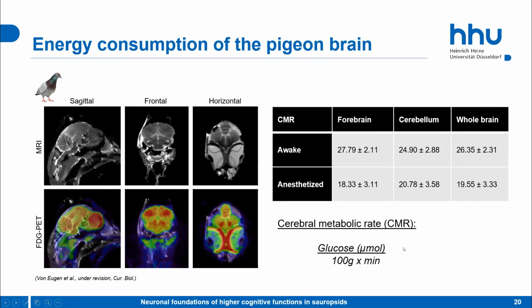Not that important. We basically could find a CMR of 28 in the forebrain, 25 in the cerebellum, and approximately 26 in the whole brain, and lower in anesthetized animals. That is interesting, but more interesting is if you compare that to mammalian species.